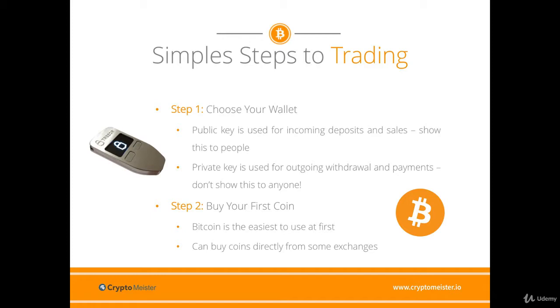A public key is used for incoming deposits and sales, and it is a unique set of numbers or a QR code that you can show people so that they can send you cryptocurrency. A private key is used for outgoing withdrawals and payments. And this is the most important key because it shows the entire blockchain you have in your wallet. It also provides access to everything in your wallet. So if somebody else gets access to this key, they can withdraw whatever they want.